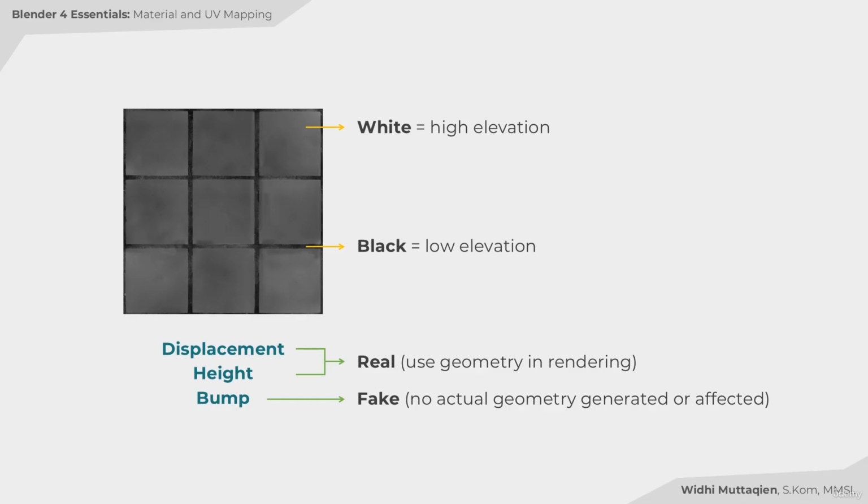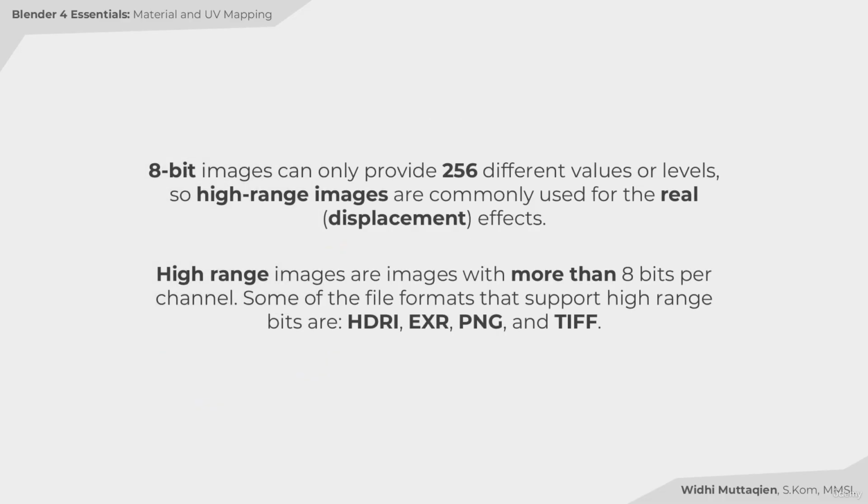Now, because 8-bit per channel images are limited to only 256 levels, a lot of people prefer to use high dynamic range images to store more height information in the texture. High dynamic range images are basically images that can store more than 8 bits per channel, such as HDR and EXR. Special variants of PNG and TIFF can also contain more than 8 bits per channel.